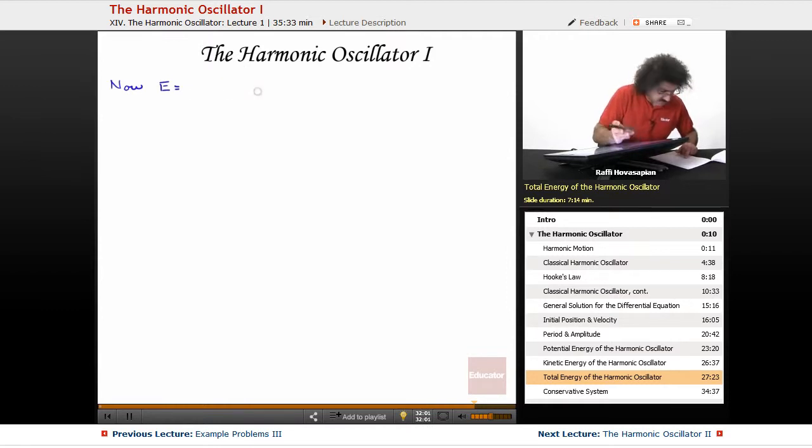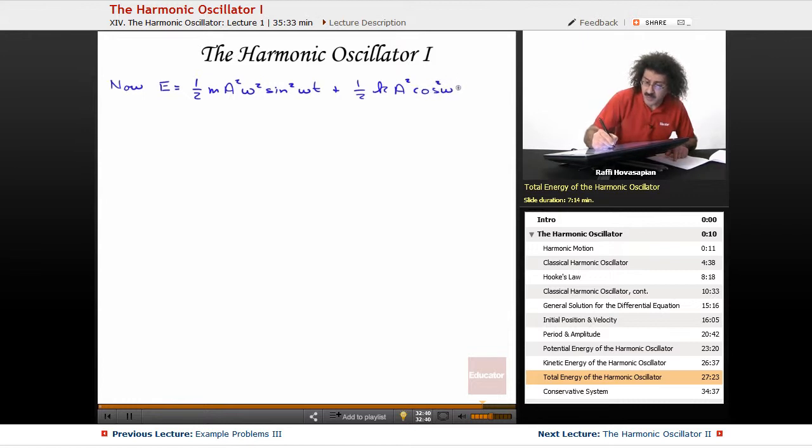I've got, let's see, okay, wait a minute. Now let's make sure I have this right. I want to maintain the order that I've actually used in here. Potential is going to be the K, and it's going to be 1/2 K A squared. Yes, that's right. Sorry about that. So we've got 1/2 m A squared omega squared sine squared omega t plus 1/2 K A squared cosine squared omega t. So kinetic energy plus potential energy.